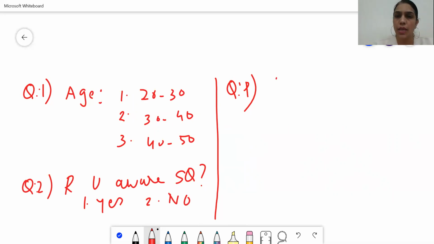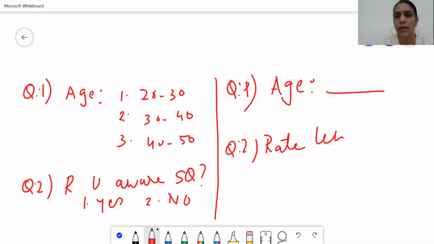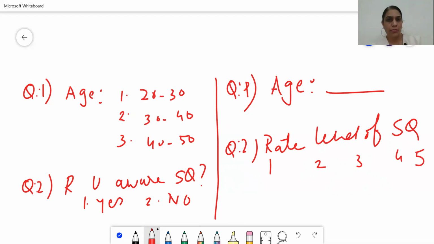In the second set of questions, I am asking age in this format. Age, it is like this. And I am asking the respondent to rate their level of awareness of SQ, service quality, on a 1 to 5 Likert scale. Clear? So now, first of all, let me explain what the scales are. Here the age is asked in the ordinal. How is it ordinal? The age of the respondents is increasing. So this question is ordinal in nature. Clear? This question is ordinal.